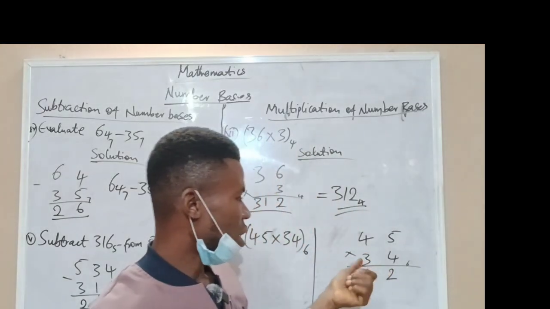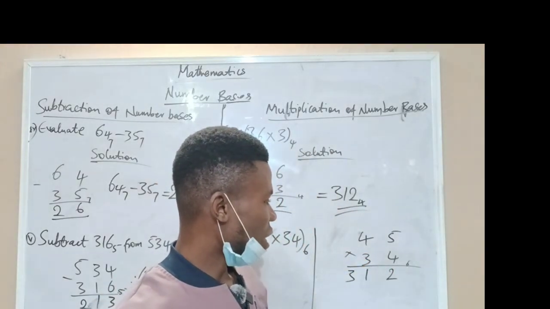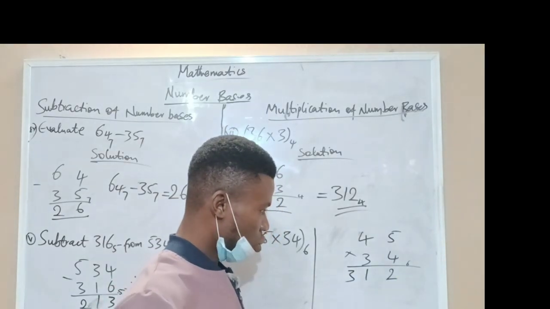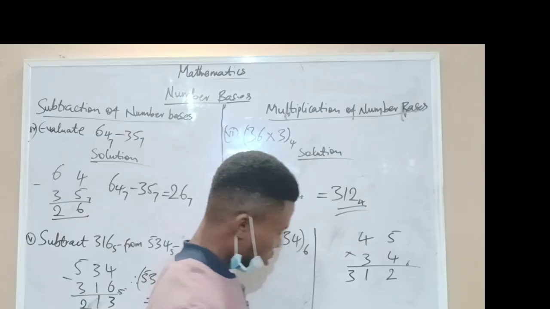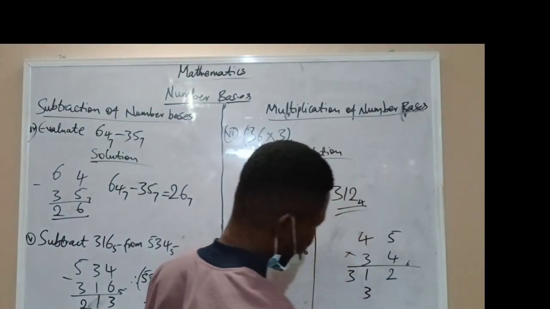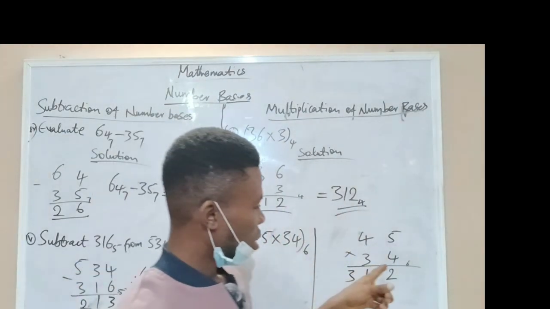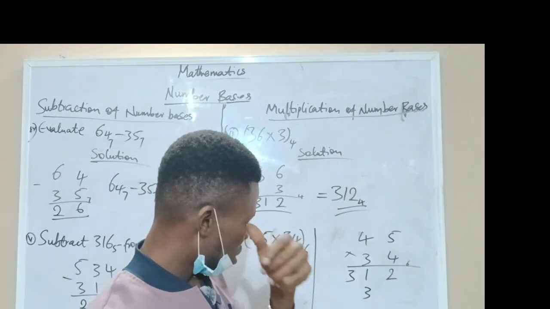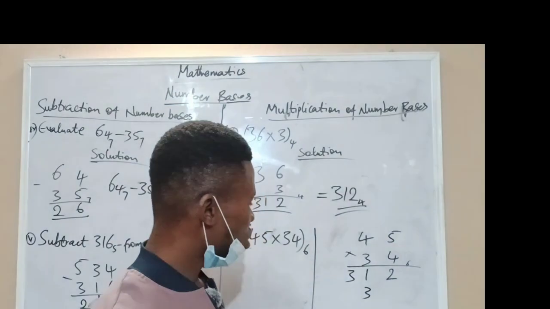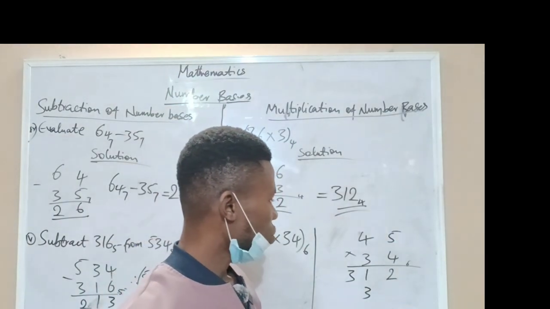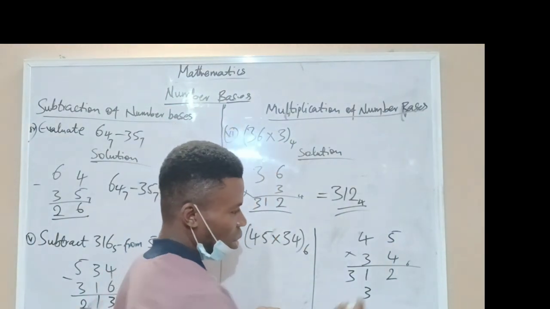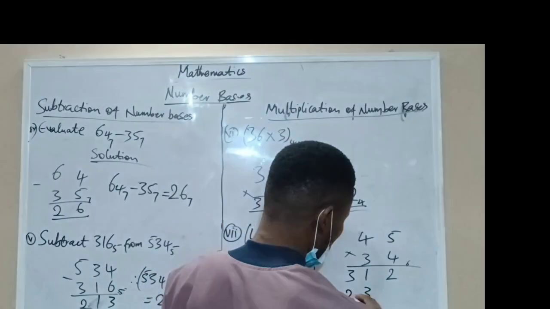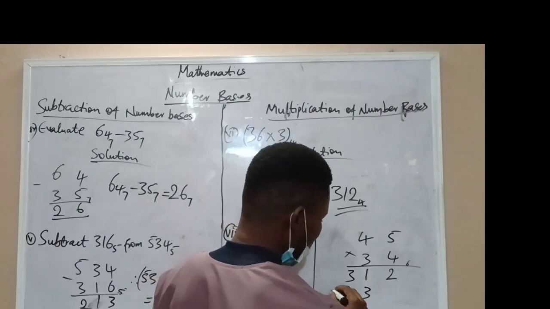Then we come over to this side. Now 3 times 5 is 15. And then 6 in 15 is 2, 2 remainder 3. We write the 3. Cool. And then we keep the 2. Then 3 times 4 is 12. 12 plus 2 is 14. Then 6 in 14 is 2, 2 remainder 2. Then we write the last 2.